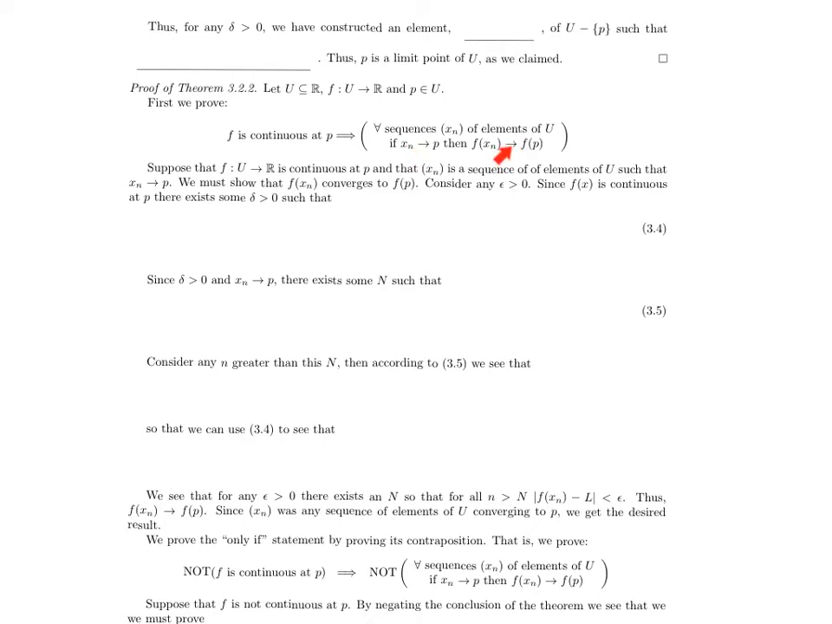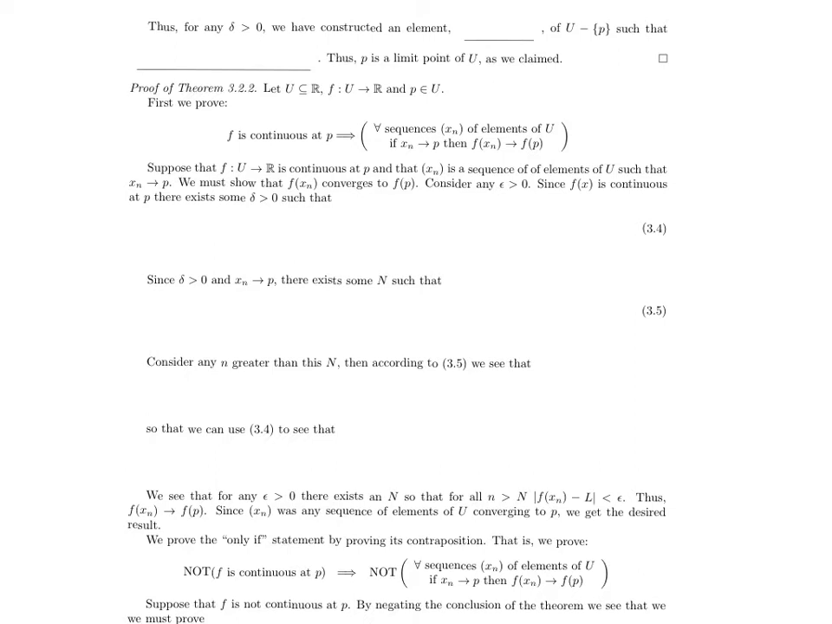But I want to prove an if and only if, so I need to prove two implications. I need to prove if this, then that, and if that, then this. So let's go the forward direction first. Let's suppose that f from U to R is continuous at p, and that x_n is a sequence of elements of U such that x_n converges to p.